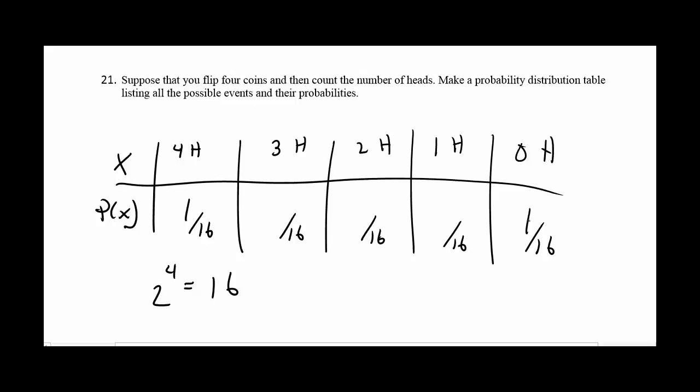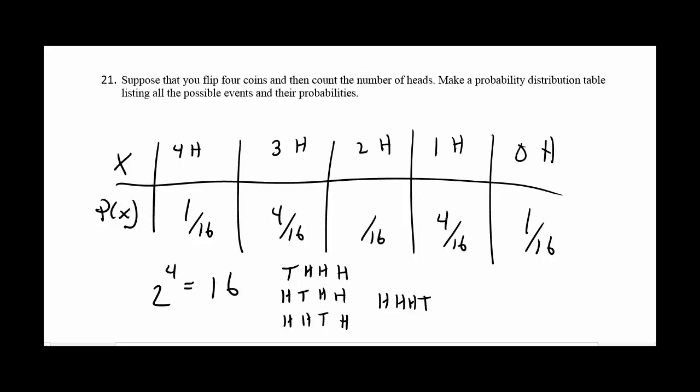Now, 3 heads versus 1 head is kind of the same question. For 3 heads, I could have the T first, and then HHH. I could have the T second. I could have the T third, and I could have the T fourth. So there's only 4 ways for that to show up of the 16 possibilities. And similarly, if I switch T's with H's, there's only 4 ways for 1 head to show up. It's kind of the same thing with 1 tail showing up.